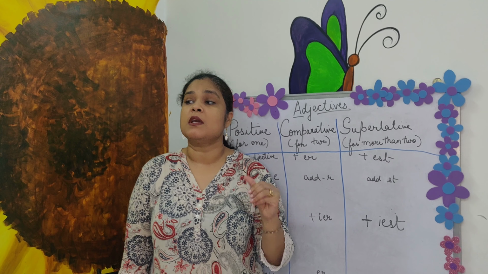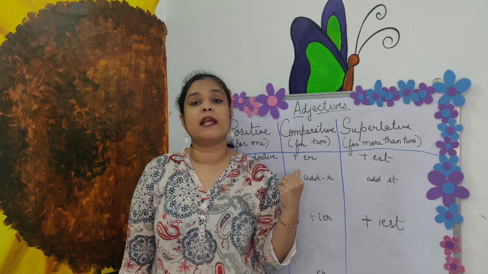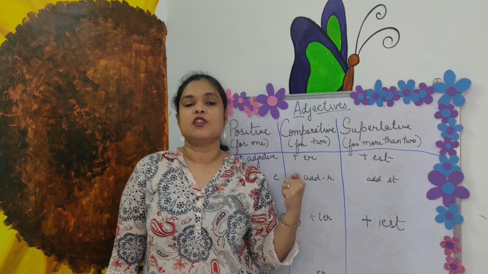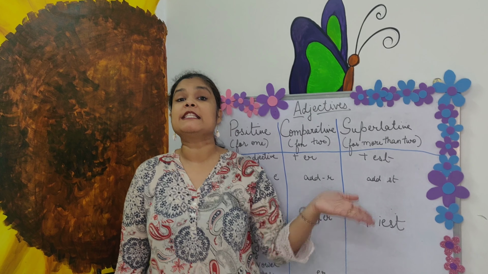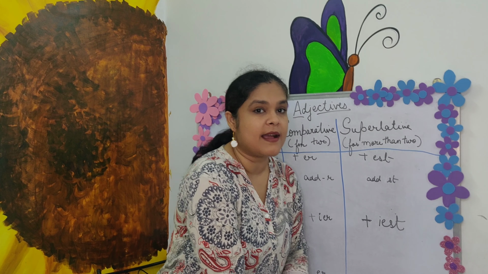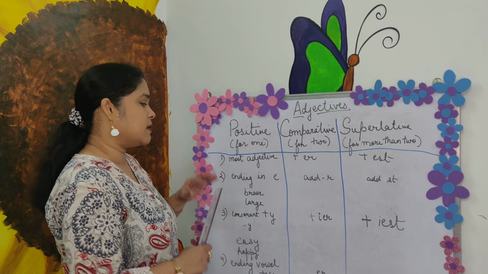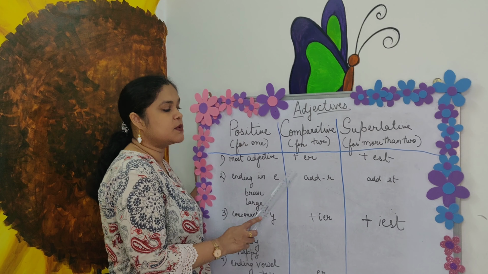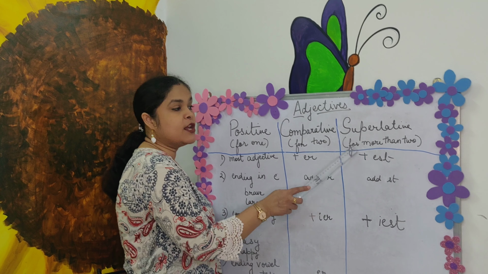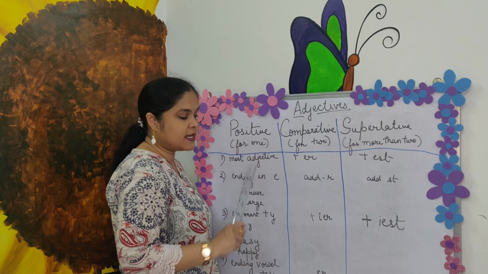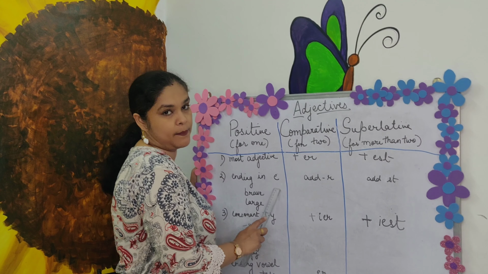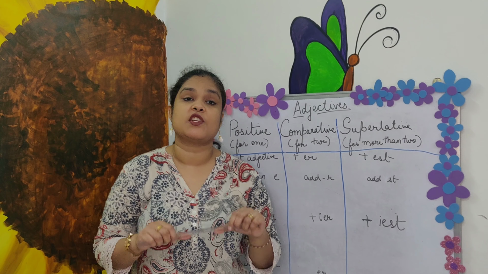Today we will be learning about the rules that we need to follow when we change the positive degree of an adjective to its comparative and superlative form. Let us look at the board and then try and understand. The first rule is the same. In most adjectives we add an ER to make the comparative form and EST to make the superlative form, right? In the second rule, there will be adjectives which end in E.